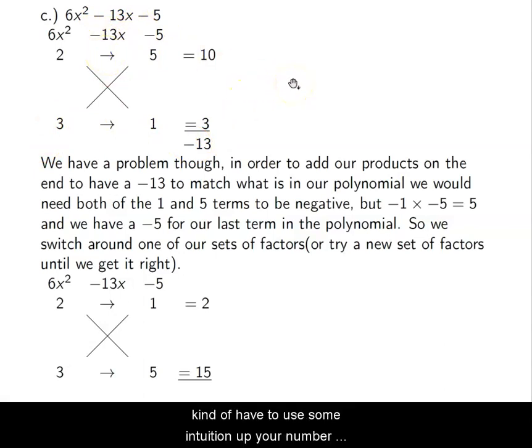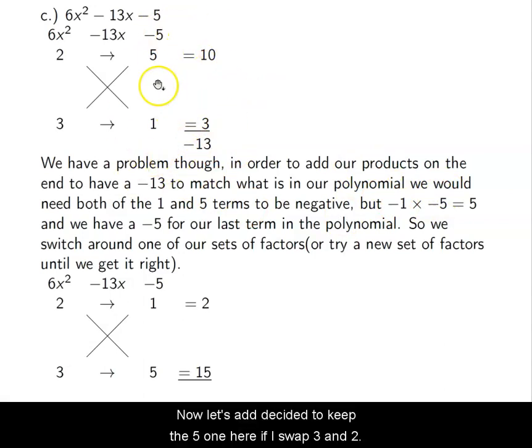So you kind of have to use some intuition of your number sense to use this, but it goes really, really fast, right? You can kind of look right away and say, oh, that's not going to work too well, okay? But 2 times 5 is 10, 3 times 1 is 3. I can get 13, but the signs would have to not work in that case. So that's how I know that that doesn't work. So I just swap one.